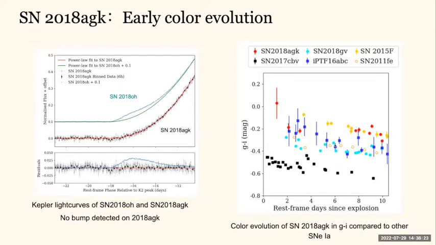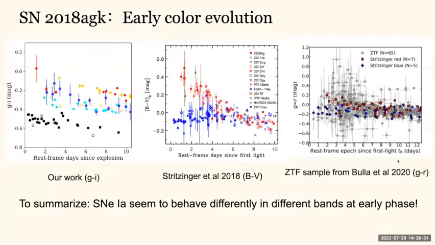And this becomes a direct contrast with other surveys and other research on the early color of type 1A. So here I just show two examples, in B minus V band and ZTF results in G minus R band. In previous studies, people concluded that type 1A may be divided into the so-called blue and red groups in the B minus V band, in which the red group has a much redder color and a very fast evolving trend, while the blue seems to have a very constant color and a bluer initial color.